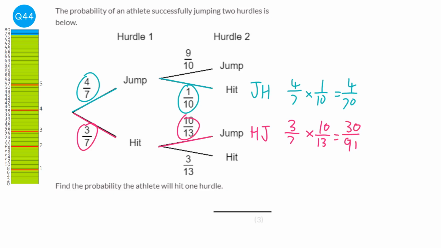Now here's the problem. We've got 2 fractions, we've got 2 probabilities. We've got the probability it will jump and hit, and the probability it will hit and jump, or the athlete will. And we're looking at the probability of this one or this one. And the word or in probability means add. So we're going to do 4 over 70 plus 30 over 91. And using the calculator, that gives us 176 over 455.